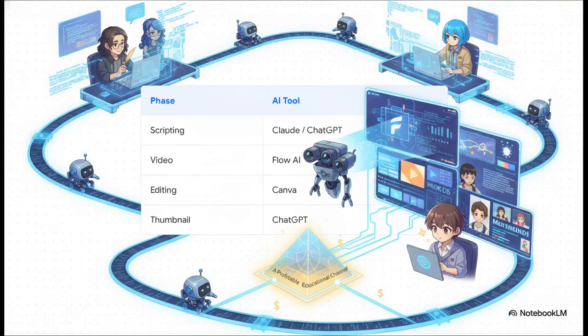To really solidify what we've just learned, think of this entire process as your very own modern digital assembly line. And get this. Every single piece of it is completely free. For scripting, we have Claude or ChatGPT. For video generation, flowai. Editing and subtitles happen in Canva. And thumbnail creation goes right back to ChatGPT. These tools interconnect perfectly to create a really high-value product.